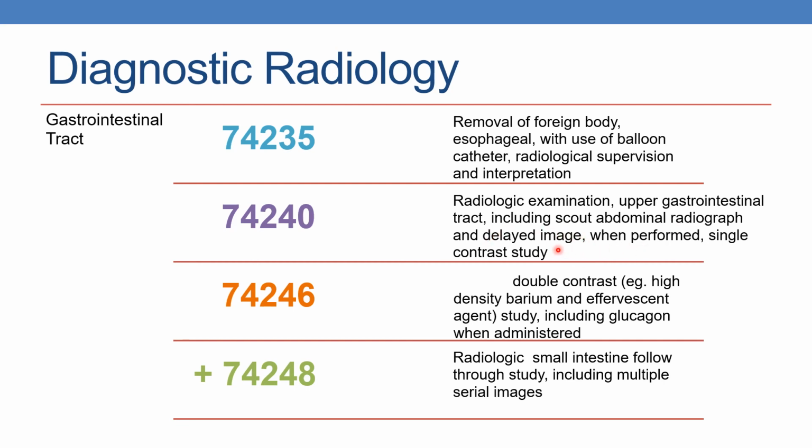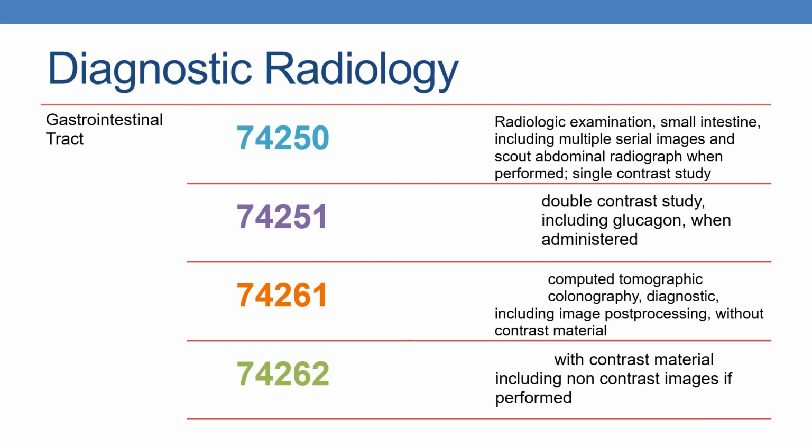single contrast study. Upper gastrointestinal tract is given by 74240. Whereas 74246 indicates radiological examination, upper gastrointestinal tract, double contrast study, that is nothing but high density barium and effervescent agent, including glucagon when administered. The next is an add-on code plus 74248, which is nothing but radiologic small intestine follow-through study, including multiple serial images.